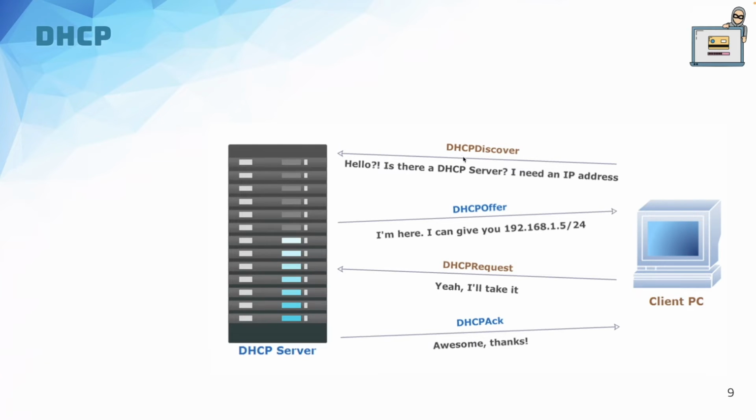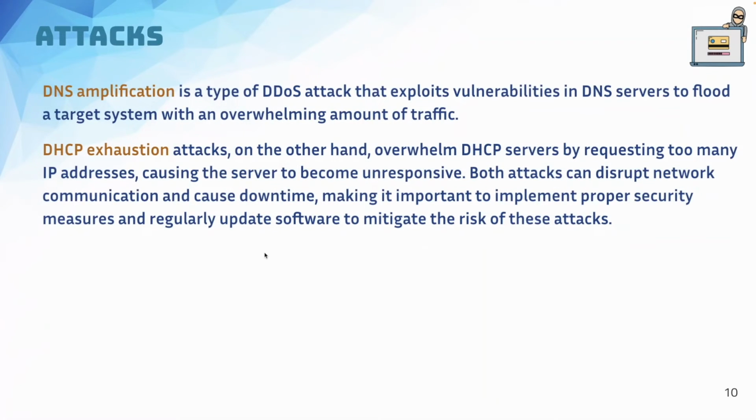So these packets, DHCP discover, DHCP offer, DHCP request, and DHCP ACK, are the packets being sent, and you can see them with Wireshark as well.